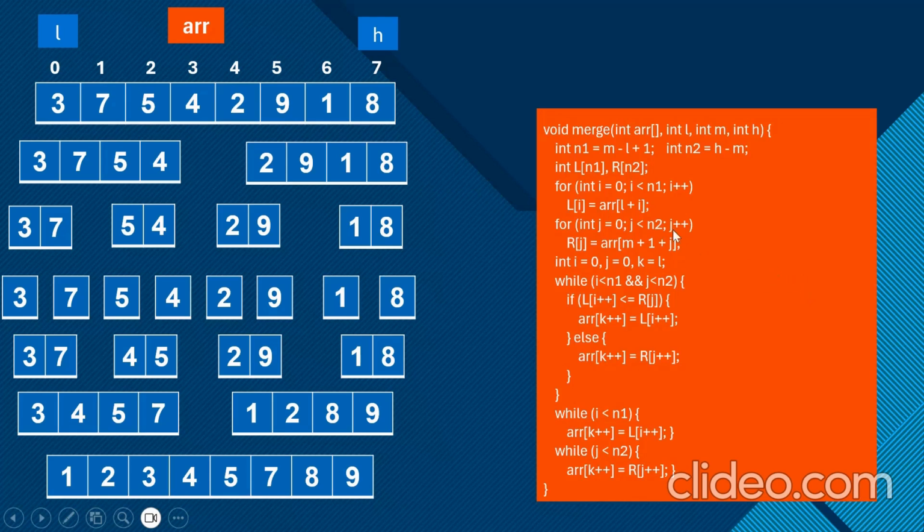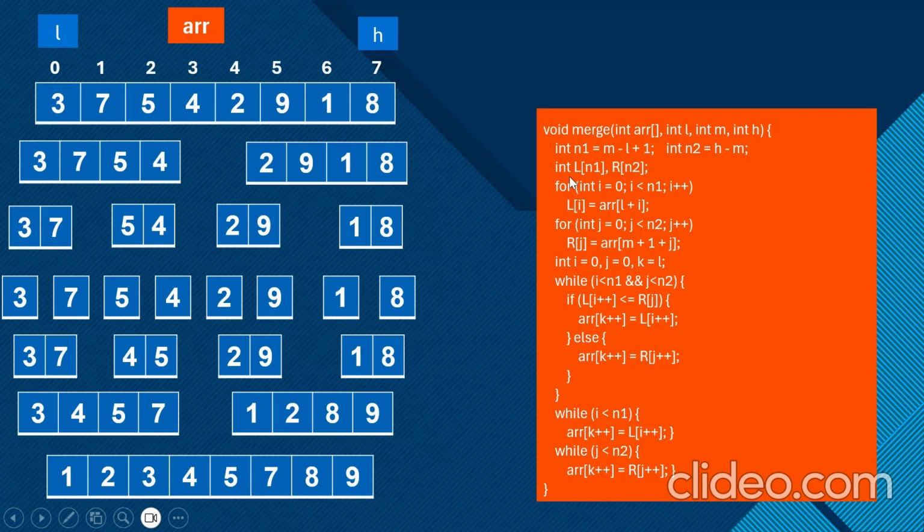Now over to the detailed code of the merge function. As you can see, it has been passed arr, l, m and h, right? So the limit for the left subarray or the subarray 1 would be m minus l plus 1. So you can check out things with reference to these two subarrays, right? So n2 represents the number of elements in the right subarray or the subarray 2. So it would be calculated as h minus m.